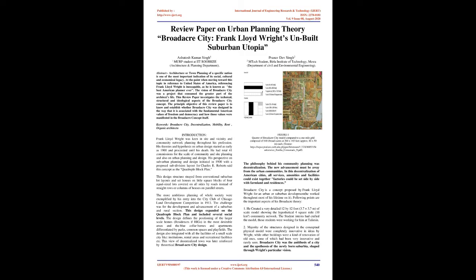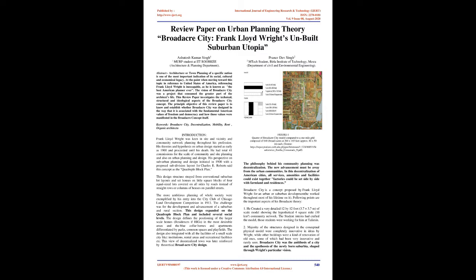Introduction: Frank Lloyd Wright was keen in site and vicinity and community network planning throughout his profession. His theories and hypotheses on urban design started as early as 1900 and proceeded until his death. He had a total of 41 commissions for the scale of community and site planning and also on urban planning and design.